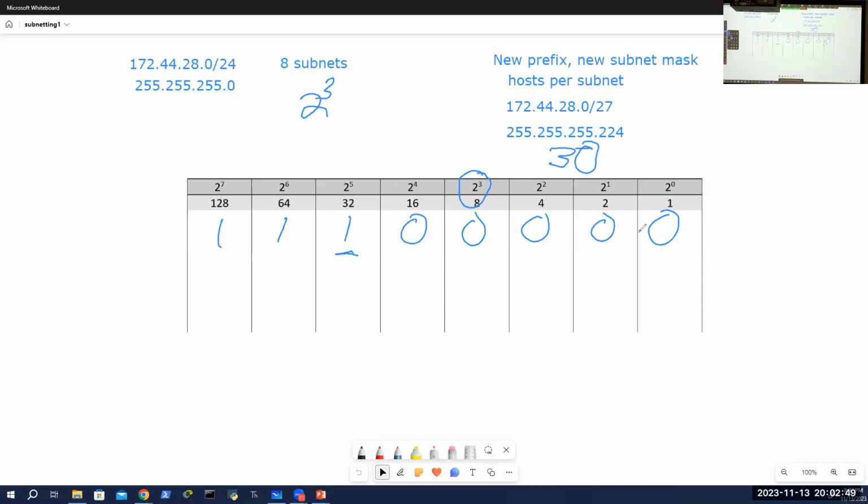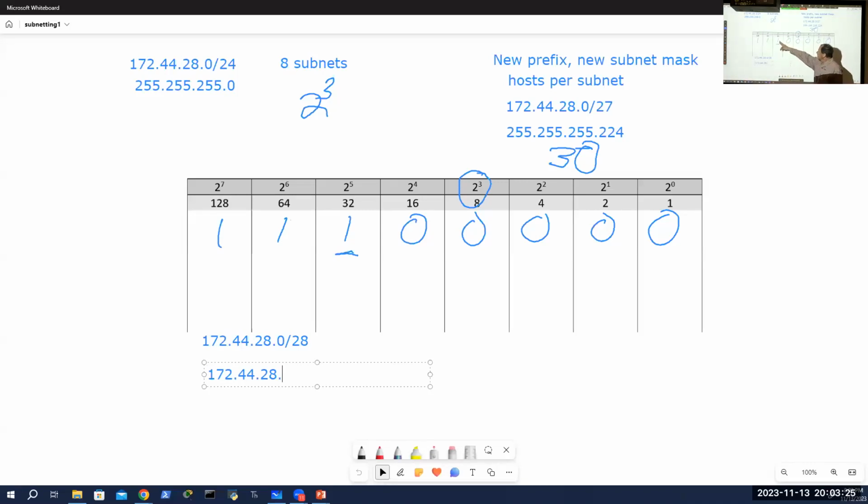Well, let's put those down. That's probably a good idea. So our first subnet is always going to be the original, plus 30. And then our next one, 28.0 /27. Okay, so again, there are 2 ways to do it.